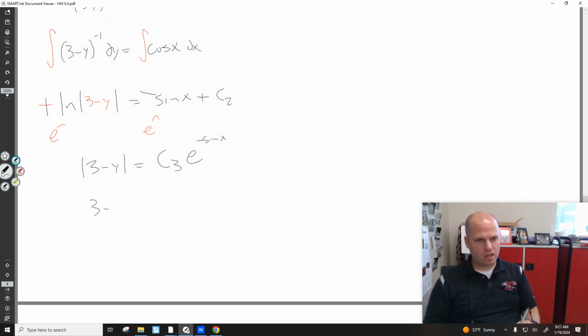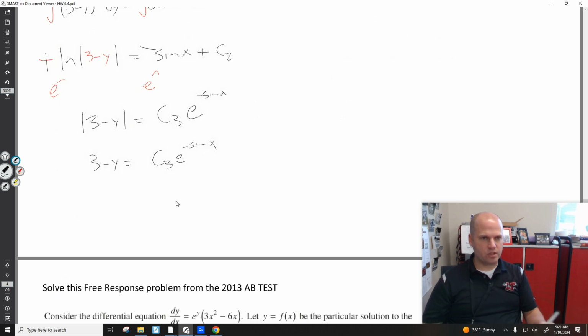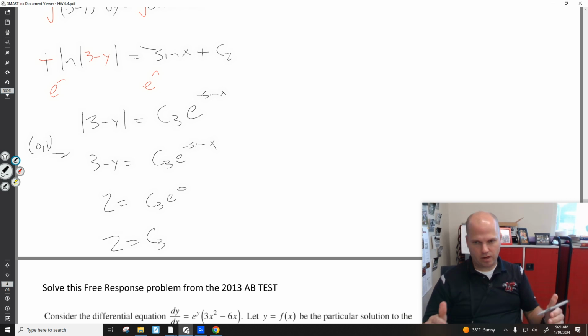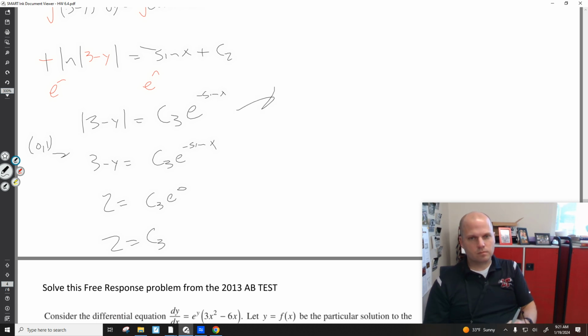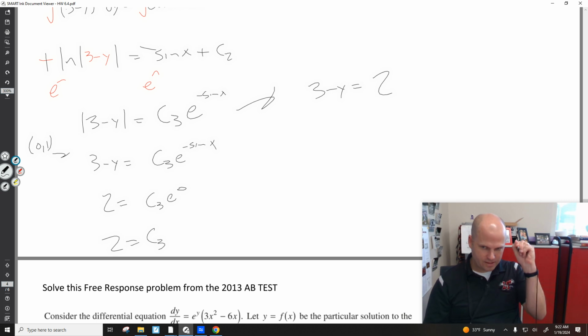You get rid of the absolute value. You make this a plus or minus, but you can ignore the plus or minus when you're finding this C3. You have the point 0, 1. This is really where finding C is very easy to do. If you have e to the 0, that's just 1. C3 is positive 2. You don't need the plus or minus. You get the correct sign right here. Has to be positive 2.